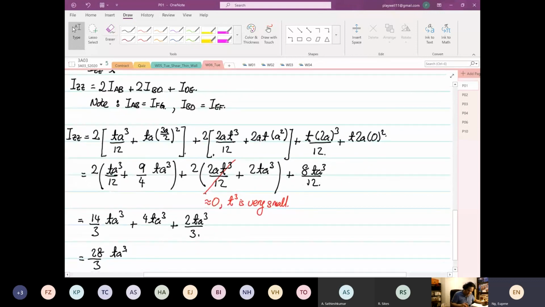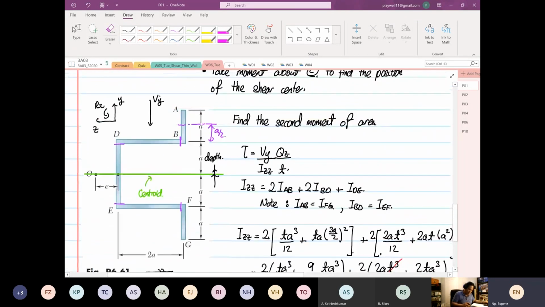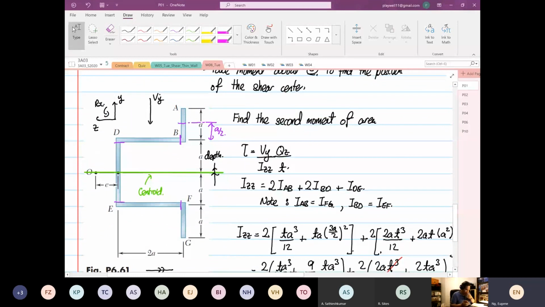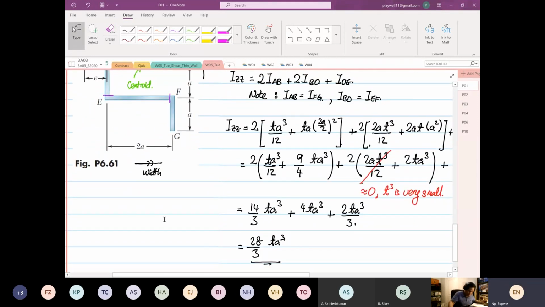So again, what is very critical is when you have t cubed, you drop it, because it's very small and insignificant. The next thing that we do is the way that we have divided the member. We have divided it into members AB, BD, DE, EF, and FG. So we're going to look at section AB. Let me copy this.